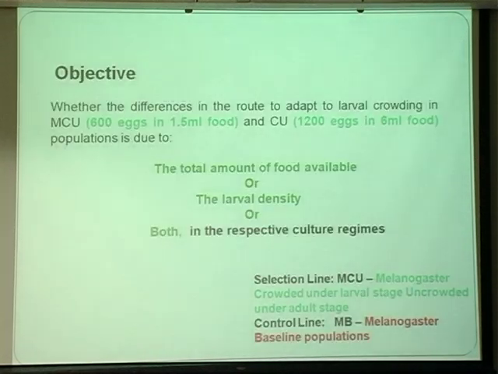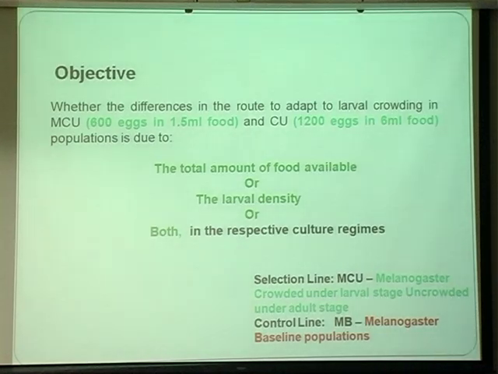Before going to the objective, the background of starting this experiment was two different sets of Drosophila populations which were subjected to different levels of crowding. Essentially, as you can see, this MCU population, which is the population that I work on, means melanogaster crowded in the larval stage, uncrowded as adults. So as you can see, 600 eggs in 1.5 ml food versus the other population, 1200 eggs in 6 ml of food. So clearly you can see that there is a very high difference in the amount of food versus the eggs.